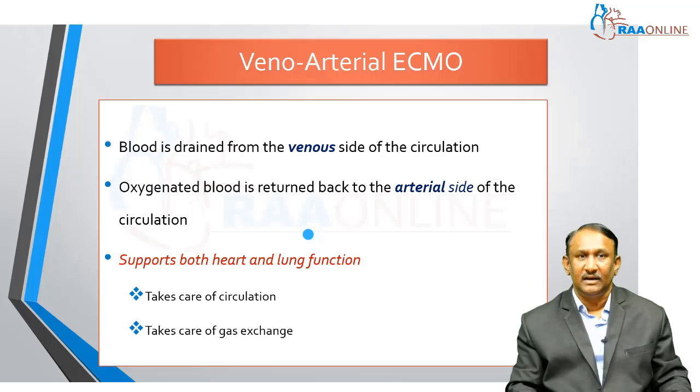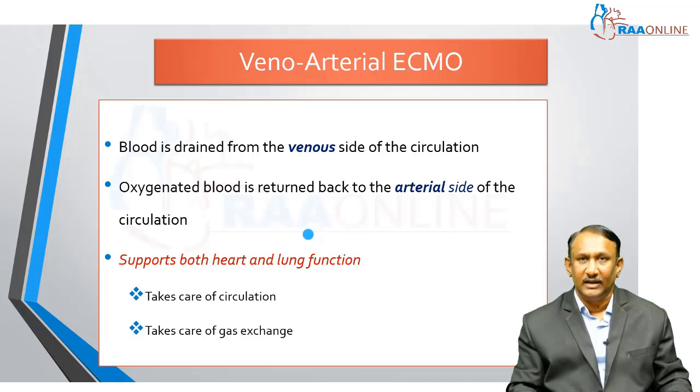So what are we doing here? We are bypassing both the heart and lungs. You are draining from the venous side, somewhere from the right atrium or the major vessels, and you are passing it through the ECMO circuit, and you are returning to the arterial side. So in this process, you are oxygenating, you are pumping the blood. Along with that, this blood is totally bypassing the heart and lungs. So this ECMO circuit in a VA configuration works as both heart and lung. It supports both the heart and lung function. It takes care of both the circulation and the gas exchange in these patients.